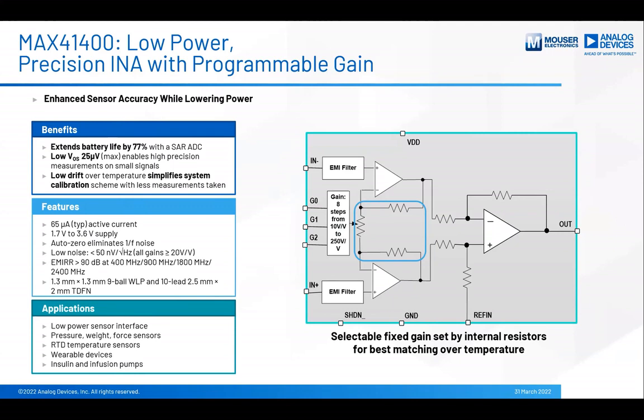The active current consumption of 65 microamps is truly impressive. Fits in our low-power space as it has an operating voltage of 1.7 volts to 3.6 volts. The Auto Zero feature eliminates 1/f noise and ensures zero input offset drift over temperature and time.